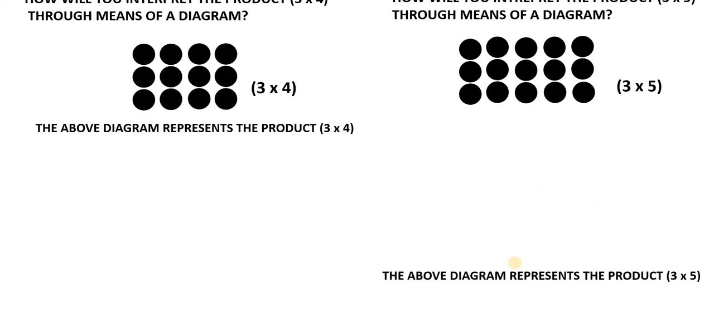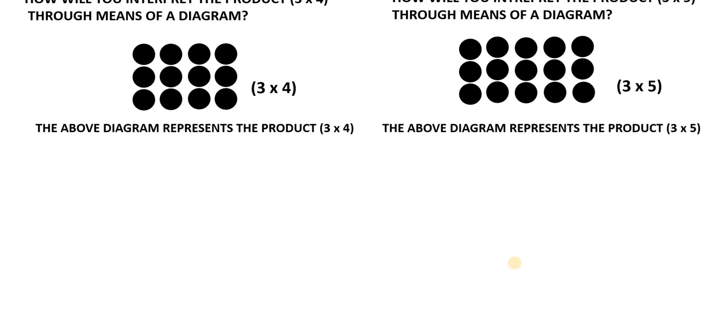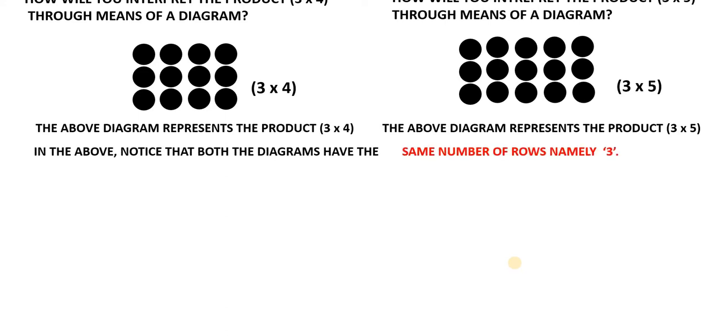This is 3 by 5. The above diagram represents the product 3 by 5. In the above, notice that both the diagrams have the same number of rows, namely 3. One aspect is the same: both have the same number of rows, 3.